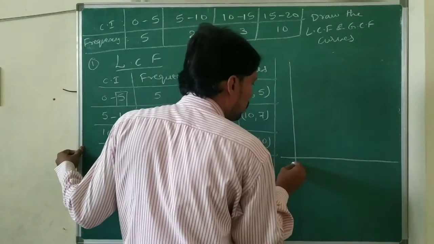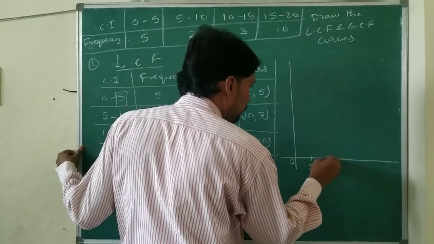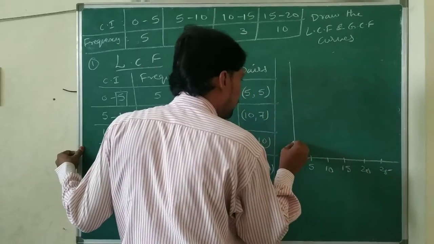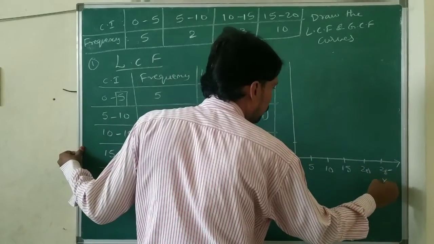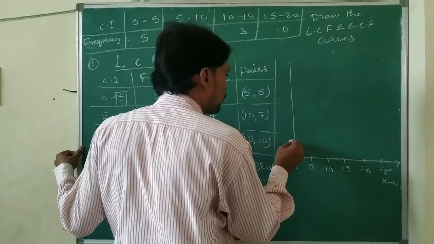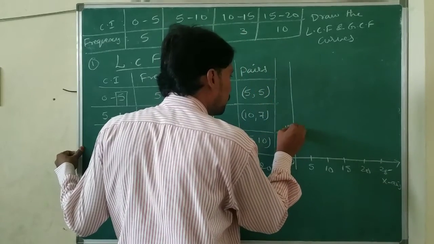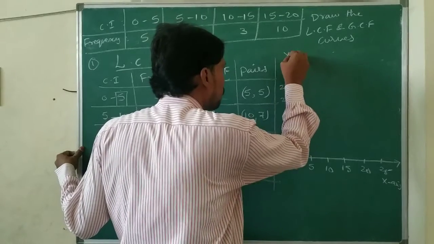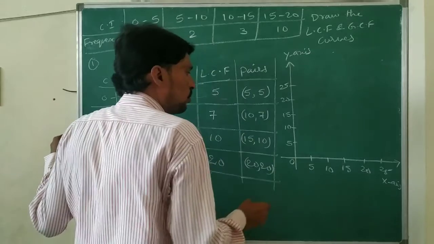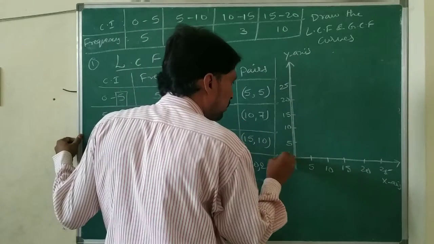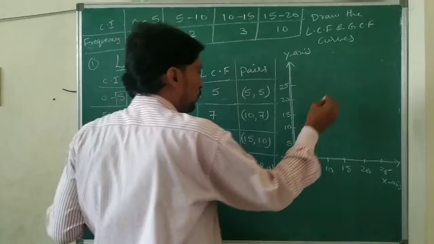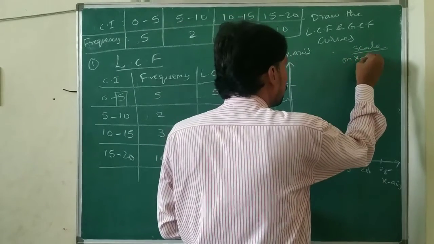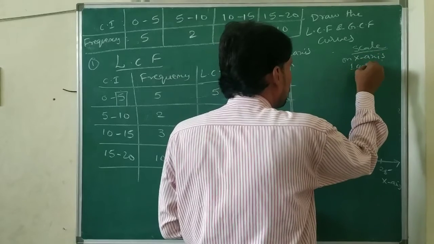Here I am drawing the graph also: 0, 5, 10, 15, 20, 25 on the x-axis, up to 25 units. On the y-axis 5, 10, 15, 20, 25; on the y-axis also I am taking 25 units. The x-axis and y-axis intersect at the point (0, 0). The scale must be written. So how did we take the scale? On the x-axis, 1 centimeter equals 5 units.